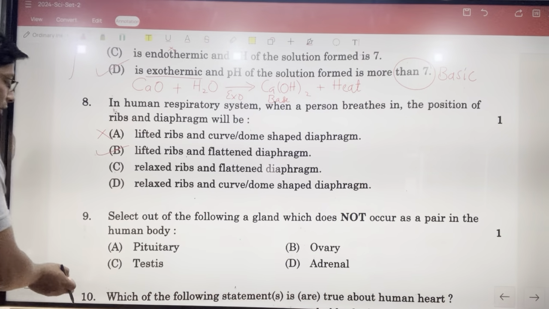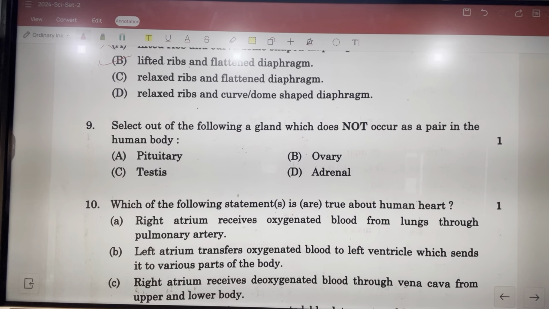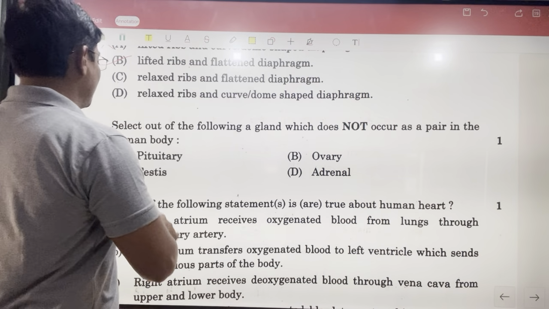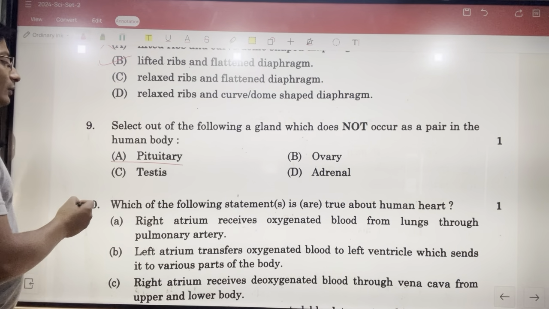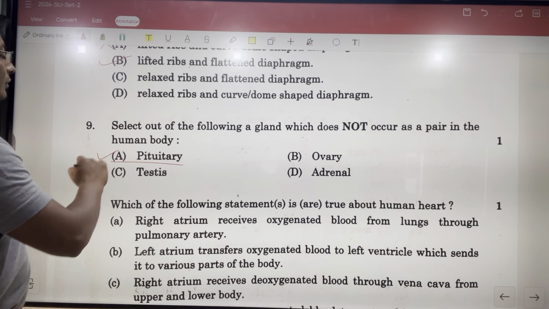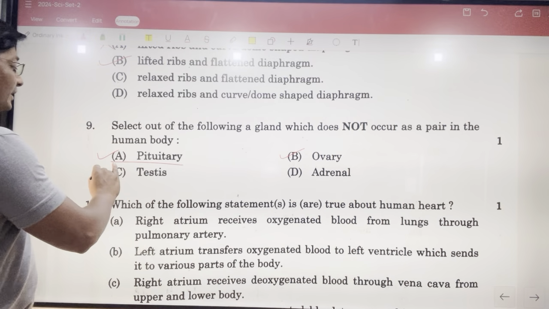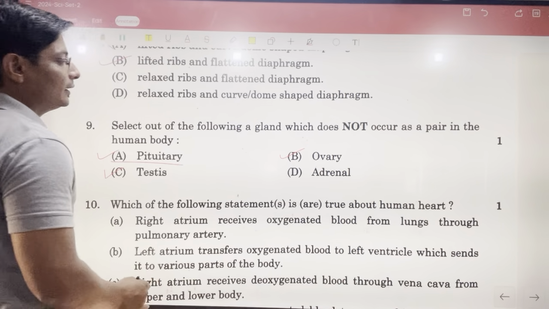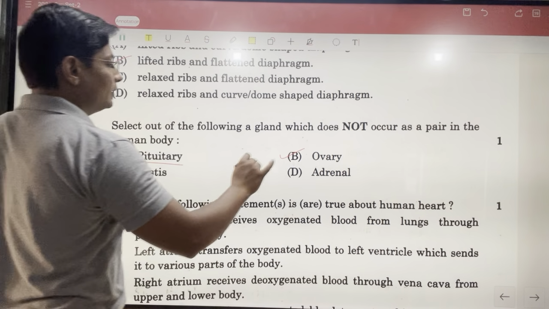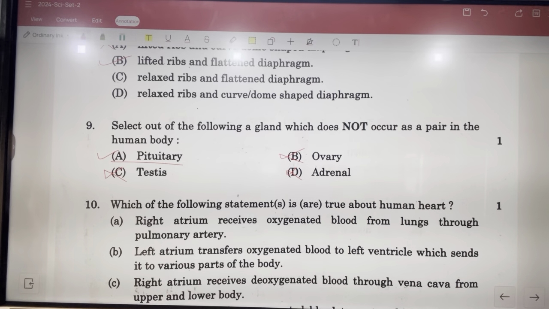Fine. So now coming to the ninth question, select out of the following the gland which does not occur as a pair in the human body. They have given the first option as pituitary gland. The pituitary gland is located in the head, so it is single only. Okay. Then ovaries are in pairs, testes are also in pairs, and adrenals occur each on a kidney. So therefore these cannot be the correct answer. The only correct option is pituitary gland.